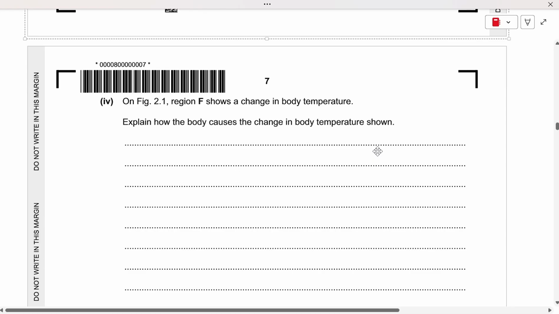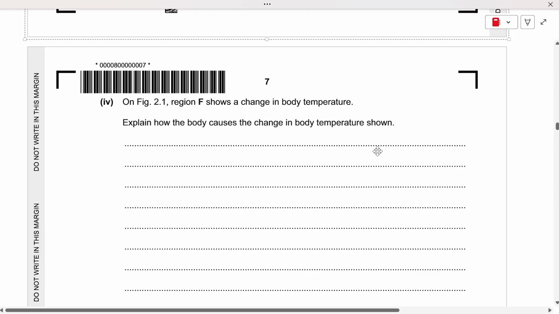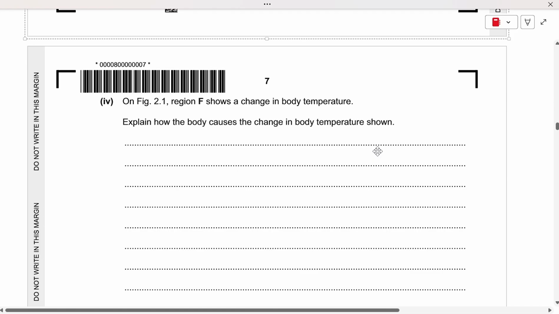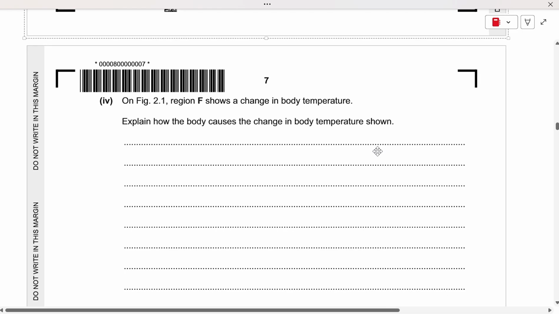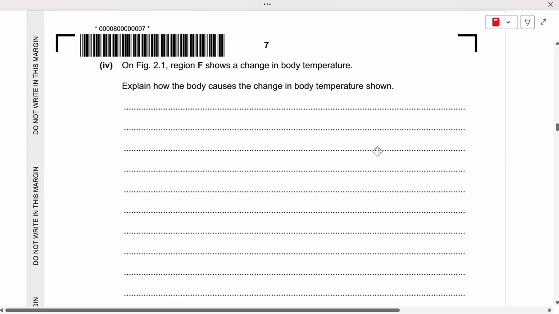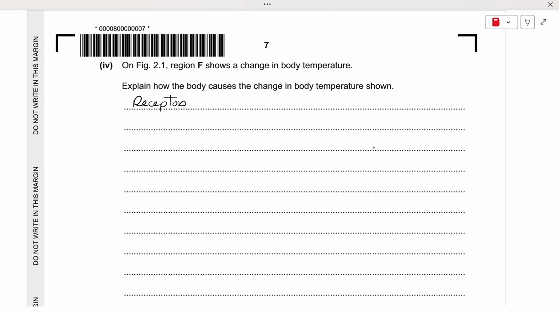And when the temperature is at 36, again the brain will detect it and command a change which will be raising the temperature. So how will the body control this change? First of all, we'll say that the receptors detect the change in temperature, the first point. So receptors detect change in temperature.